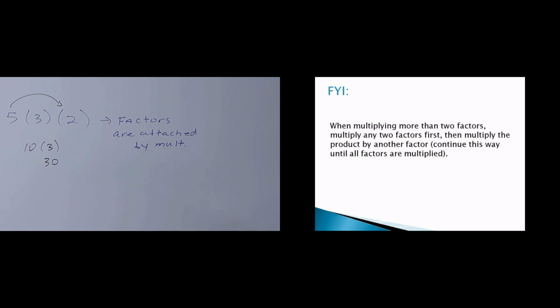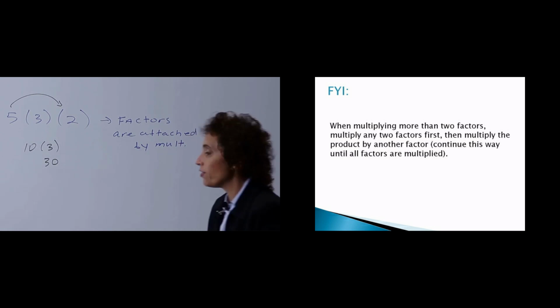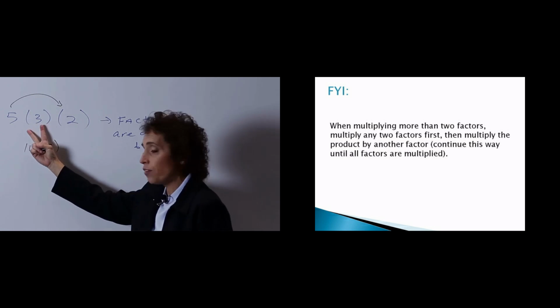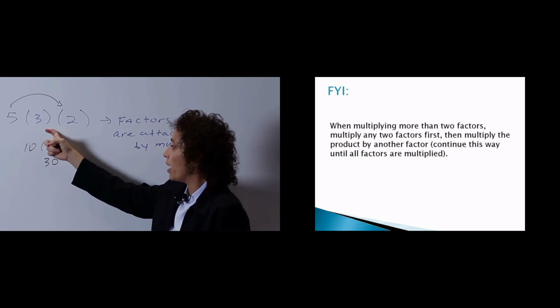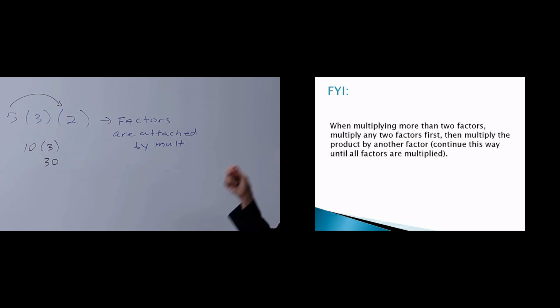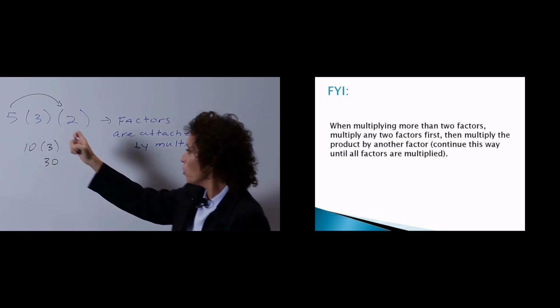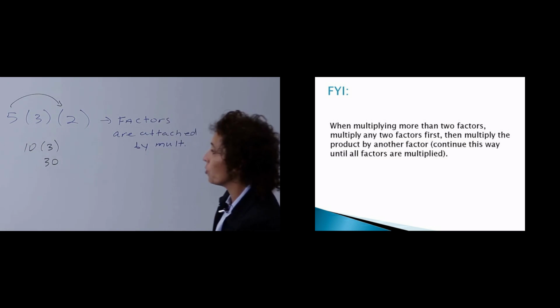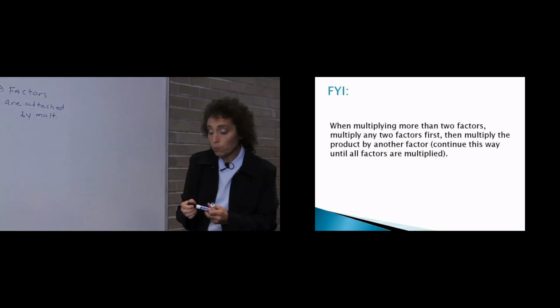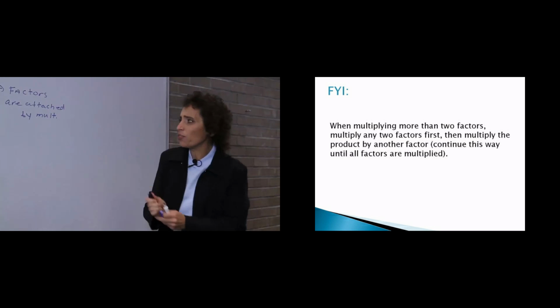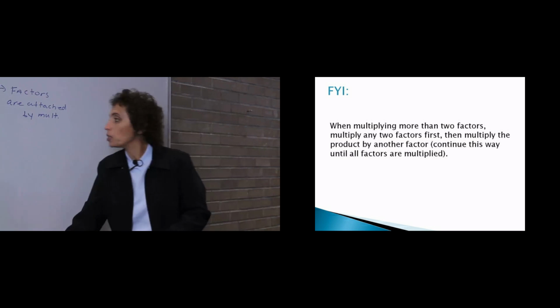So what you have to remember about multiplication, what makes it so cool, is that you can multiply any two factors you want first, and then you multiply your answer by your next one. So if you're multiplying more than two factors, multiply any two together, and then multiply your answer by your next one. I know you don't think that's valuable now, but it truly will be valuable later.